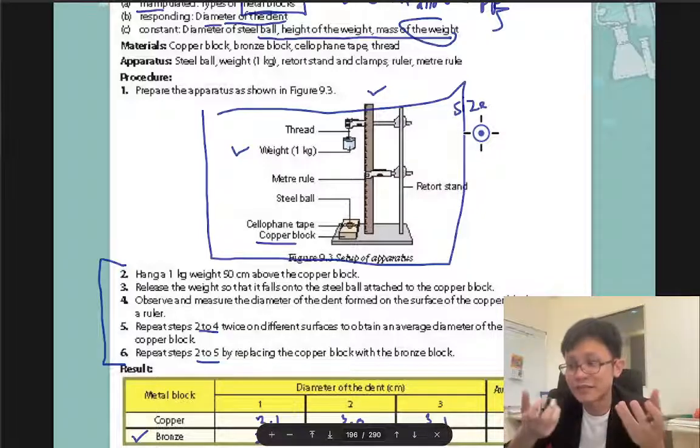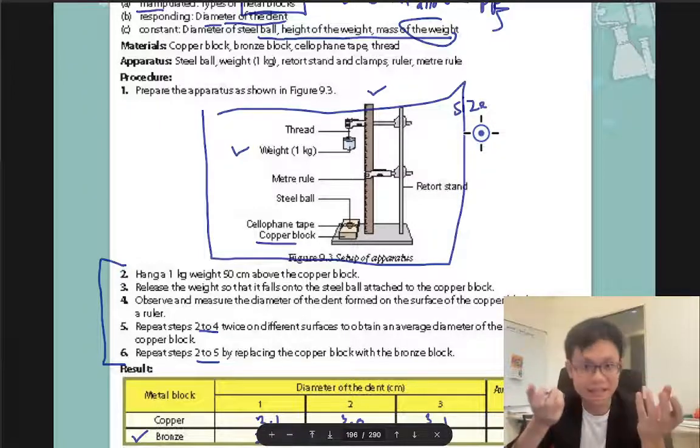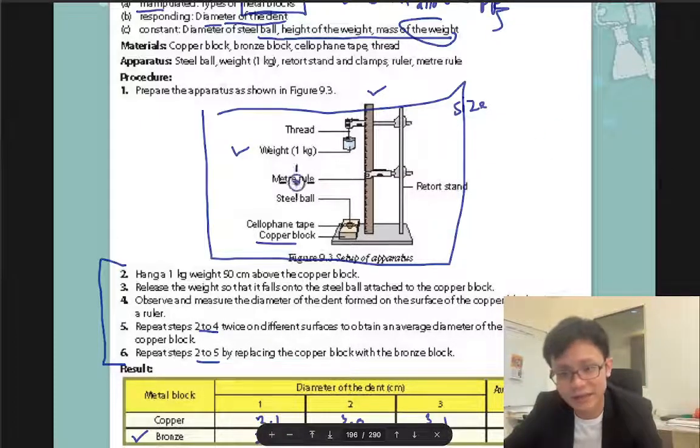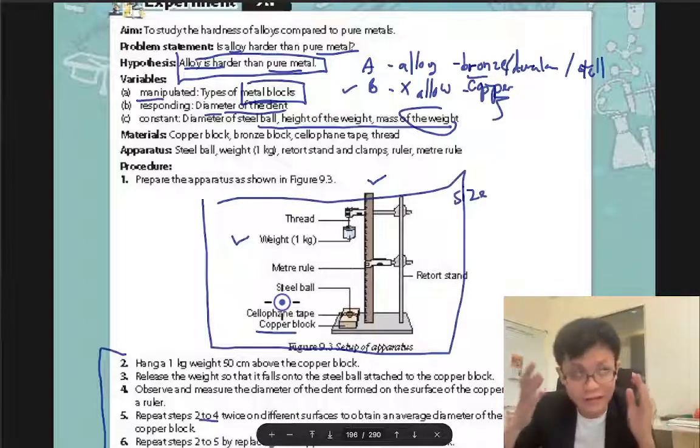See or not? That's why the question asks you, what is the constant variable? The constant variable is both are earthworms, both are rats, both are cockroaches. Then you can know that living things need oxygen. So you need to understand the experiment. It's very difficult to teach because there are so many experiments, but the concept must be right. You need to get the concept.